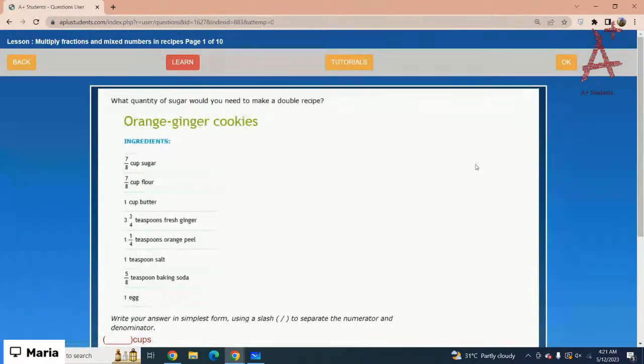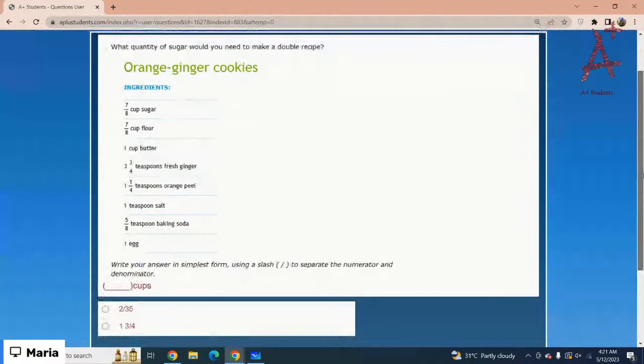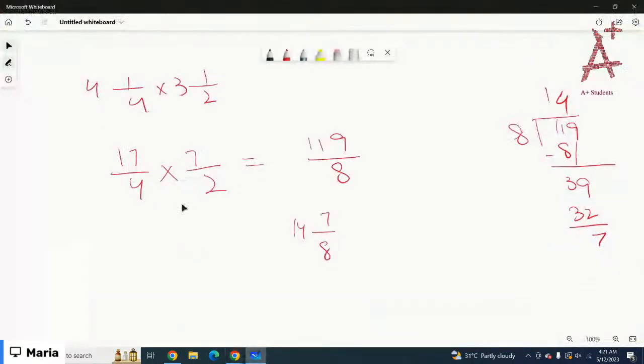Let's just start with the test questions. What quantity of the sugar would you need to make a double recipe? If you are going to double the recipe, you have to multiply all the ingredients by 2. Got it? So sugar is 7 by 8. Just multiply by 2.